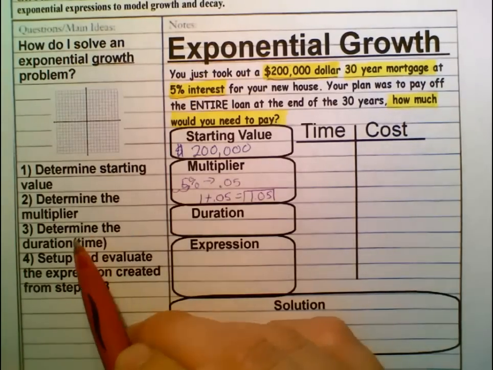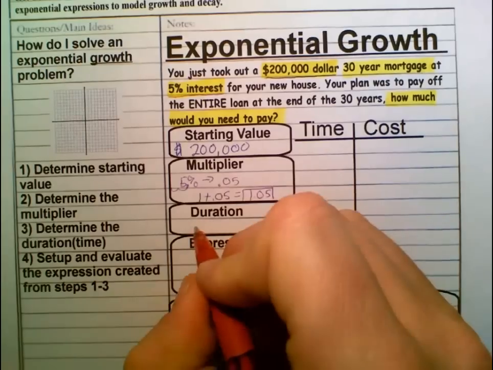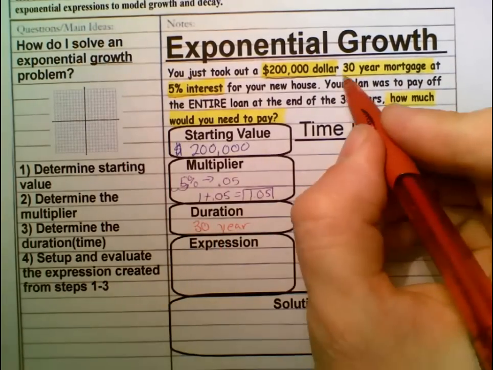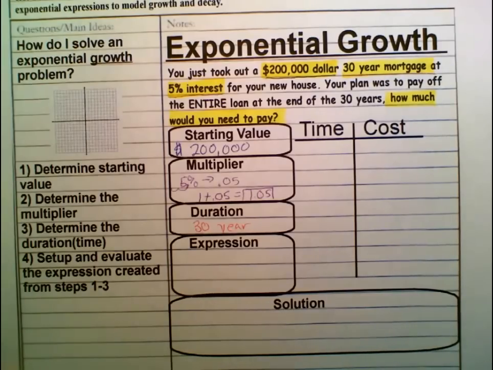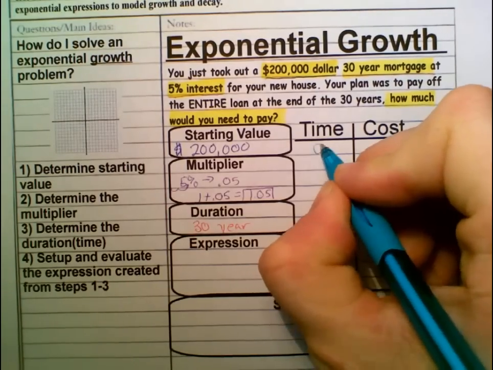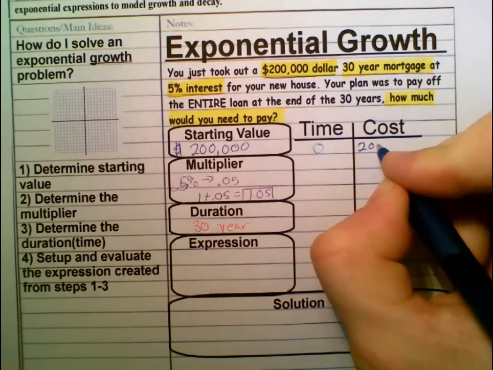The third step is to determine the duration. In our situation, the duration is the time, and this is going to be going on for 30 years. That's right here, because it's a 30-year mortgage. Now we need to figure out what this expression is going to be. And to do that, let's use this table to figure out how we will determine this expression. We will know at time 0, the cost of this mortgage is $200,000.